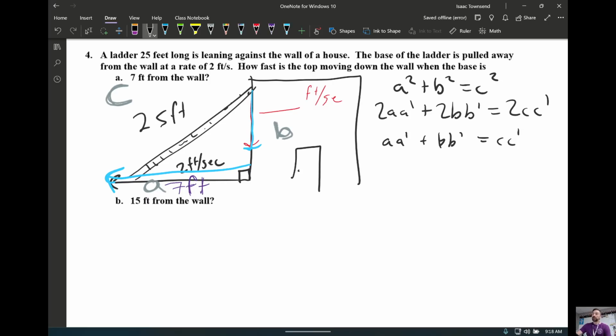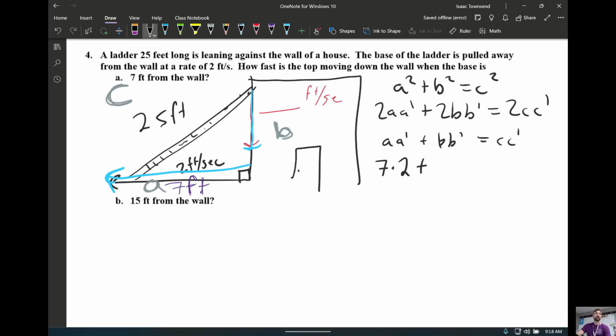Okay, I'm going to start to plug in these things and see how close we are to getting our answer. What is A in this question? Oh, 7 feet. The length of A is 7 feet. What is A prime? We don't know. 2 feet per second. We do know that, because they told us how fast this is moving away. So 2 feet per second plus B.